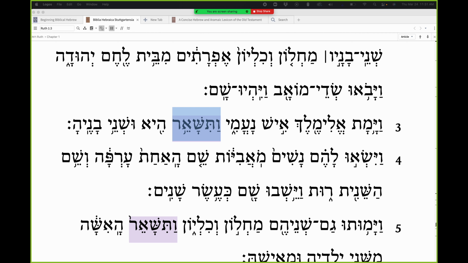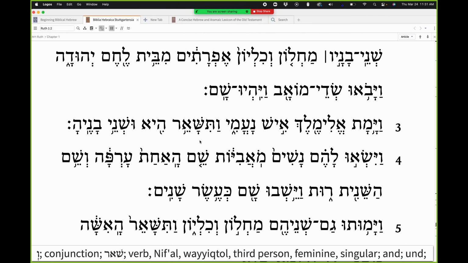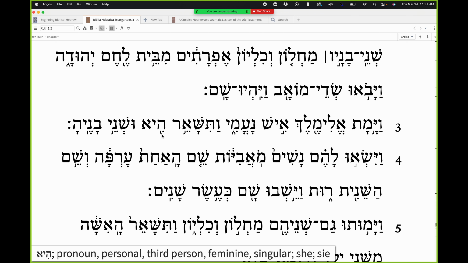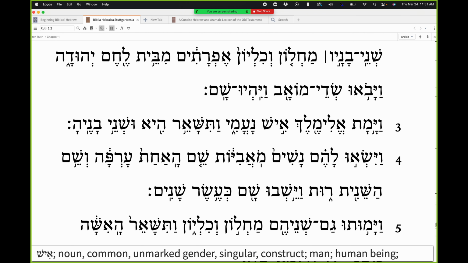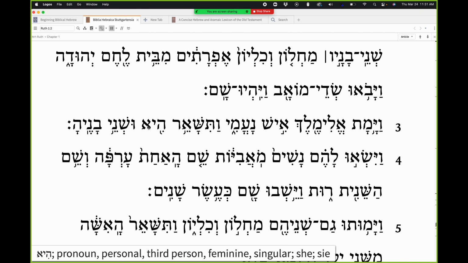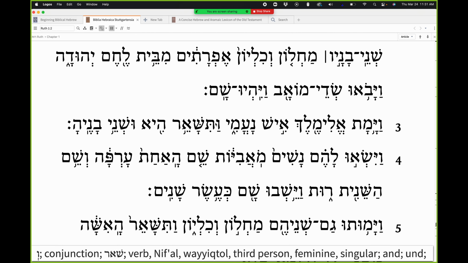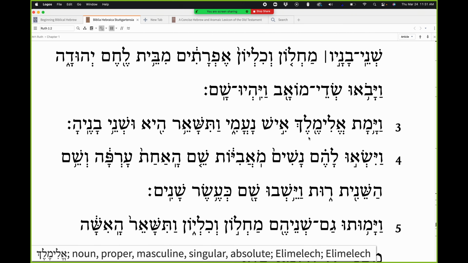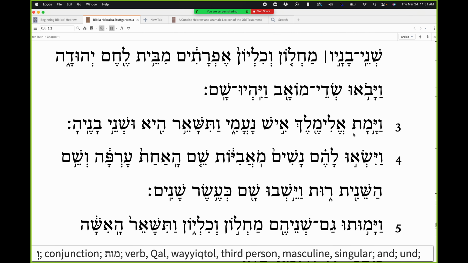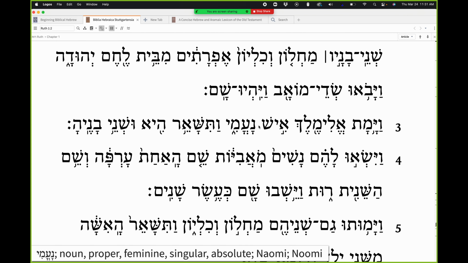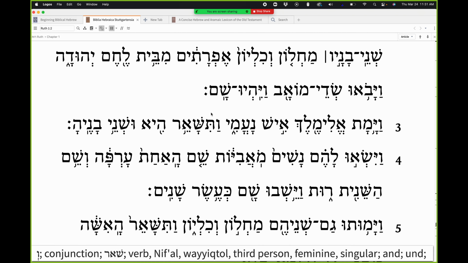So, to leave behind or to remain. In the Nifal is often used to indicate passive voice. And so in the Nifal, she and the two of her sons didn't leave behind, but were left behind, that passive idea. So, Elimelech, husband of Naomi, died, and she and the two of her sons were left behind.